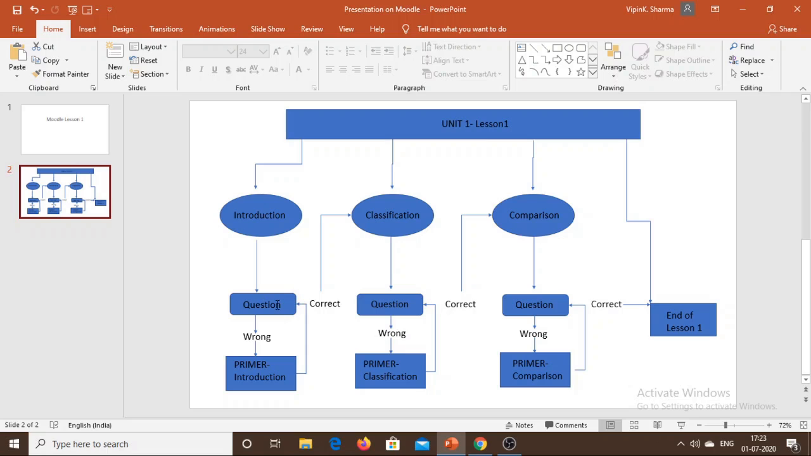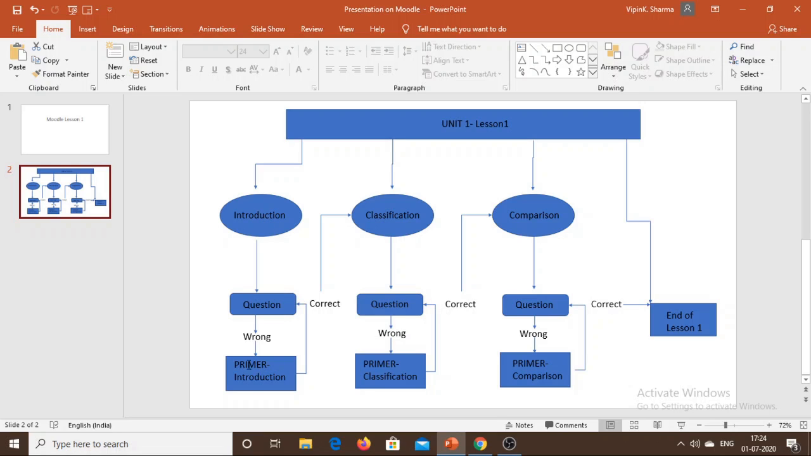If the student answers this question correctly, then the LMS will take the student to the next topic of the lesson, which is the classification of the processes. And if the student attempts this question and it comes out to be a wrong answer, then the student will be taken to another section, which is the remedial class of the introduction lesson.